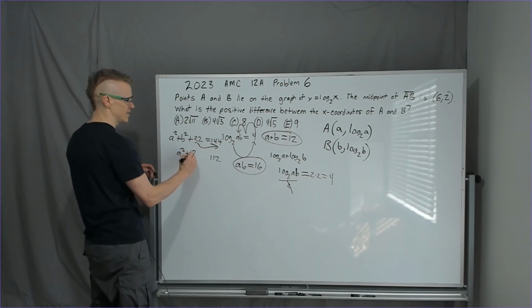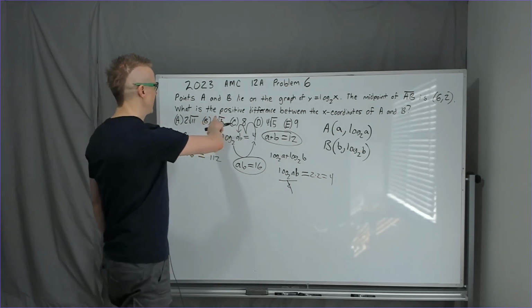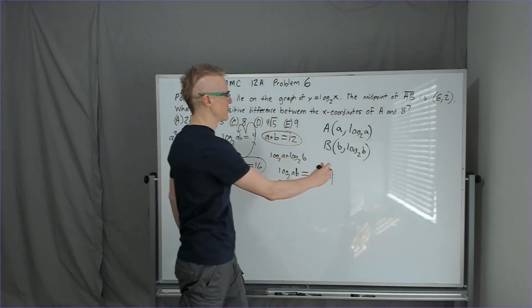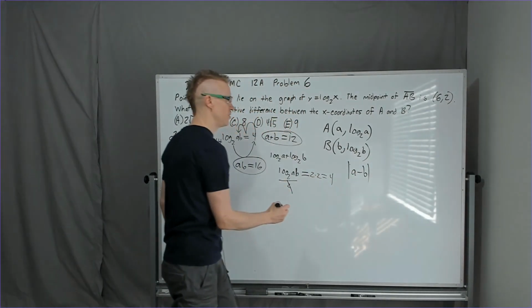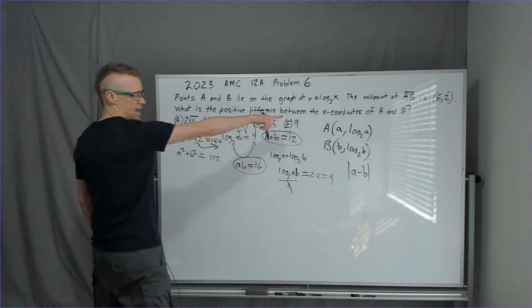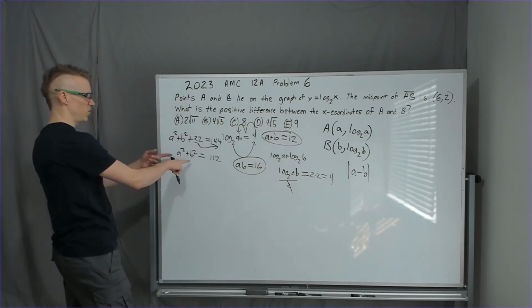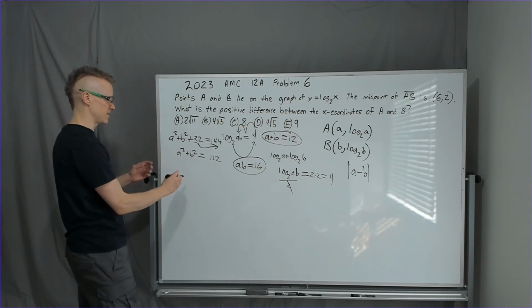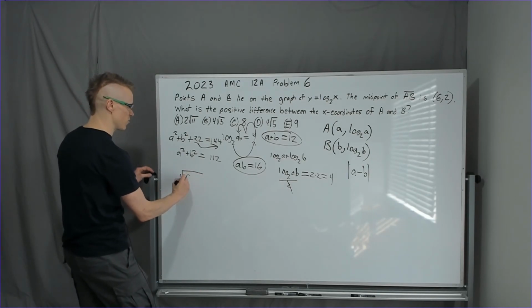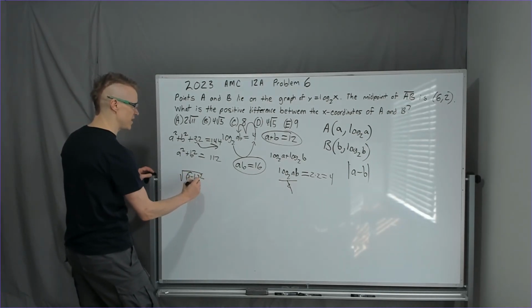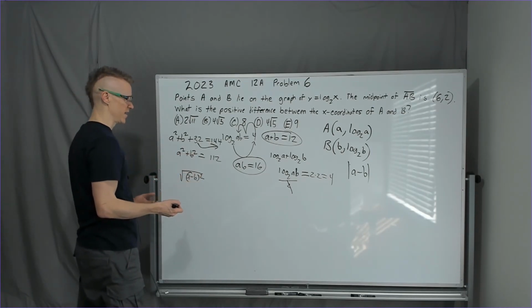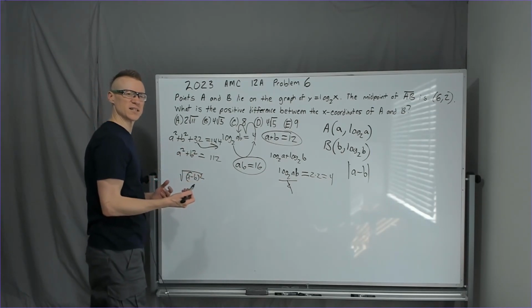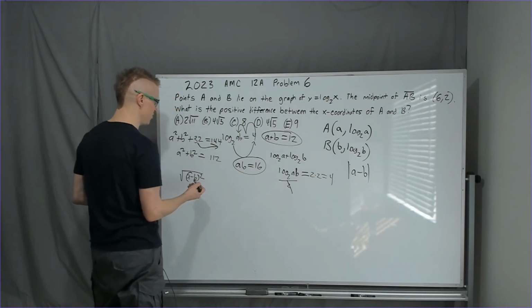And let's take stock of where we're at. Again, what is the positive difference? Positive difference means we're going to want the absolute value of a minus b, of the x coordinates. Okay, well, we kind of have that close here. If I could just square root (a minus b) squared, the square root of a perfect square is the absolute value of that thing. Remember from 2021 10B problem 2?